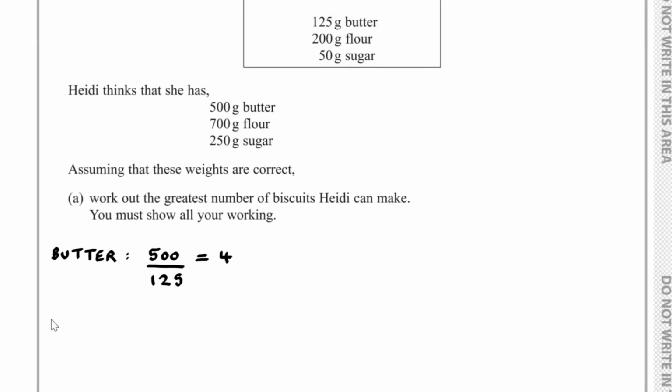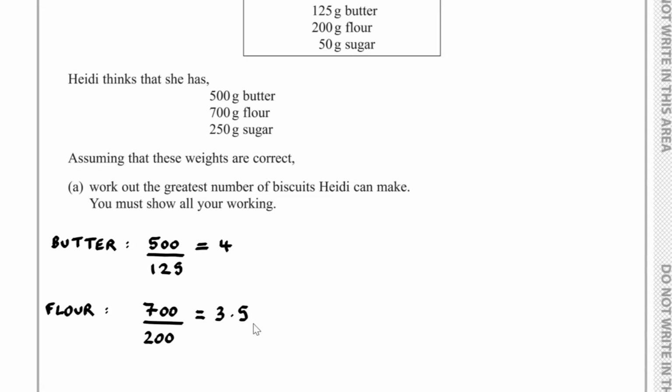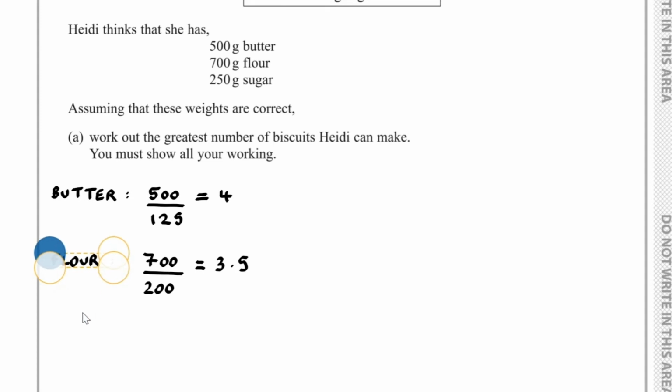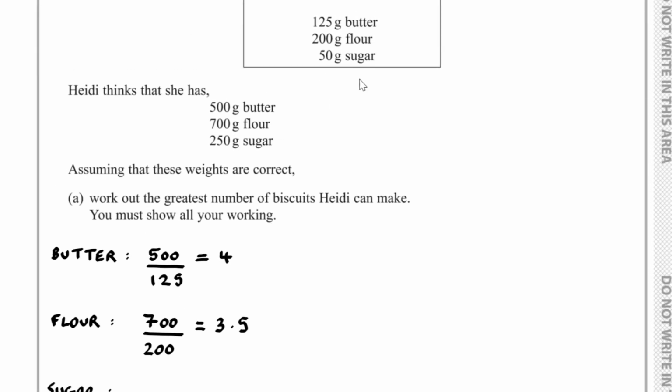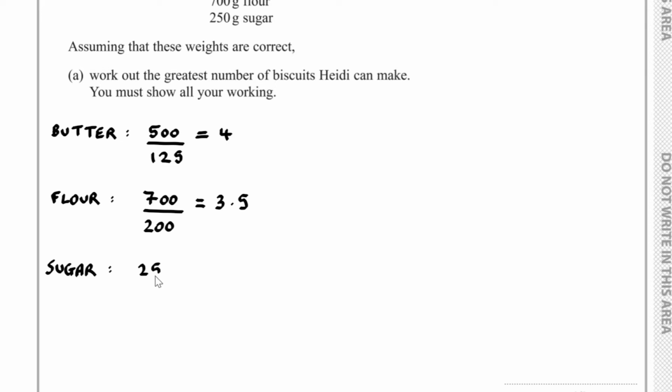Next, if we consider flour, then we have 700 divided by 200, which is 3.5, and if we consider sugar, then we have 250 divided by 50, and if I work out what this is, we get 5.